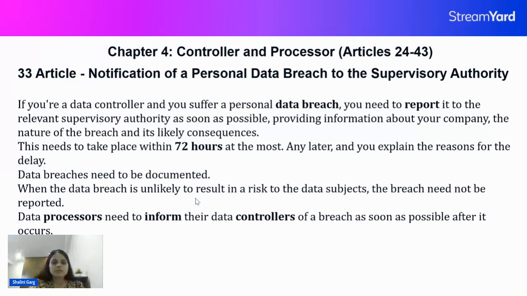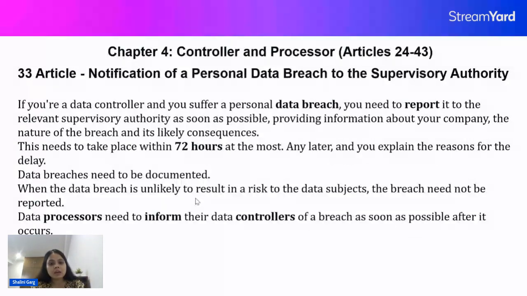All right. Notification to the supervisory authority should include details of the breach. What are the details? The nature of the breach, categories of the data subjects, the approximate number of data subjects which are affected, the contact information of the data protection officer, and the likely consequences. What are the consequences of such a breach? And what are the measures, if any, that have been taken by the controller?